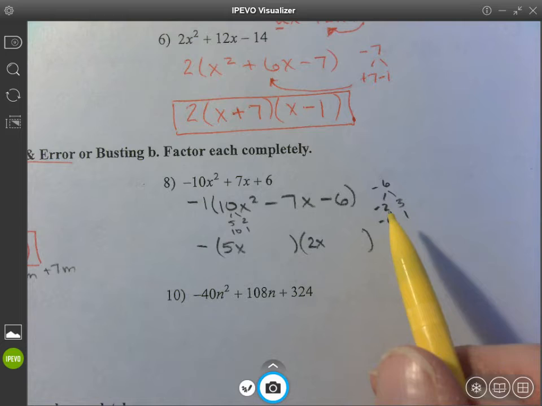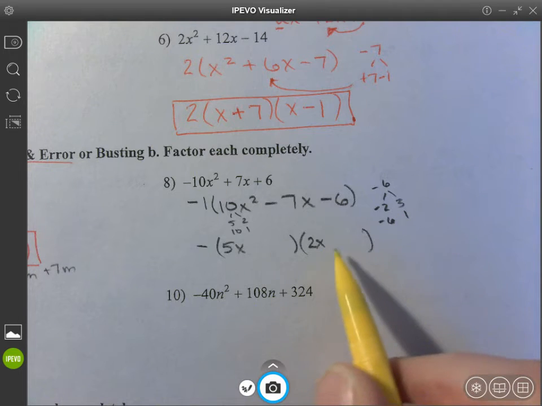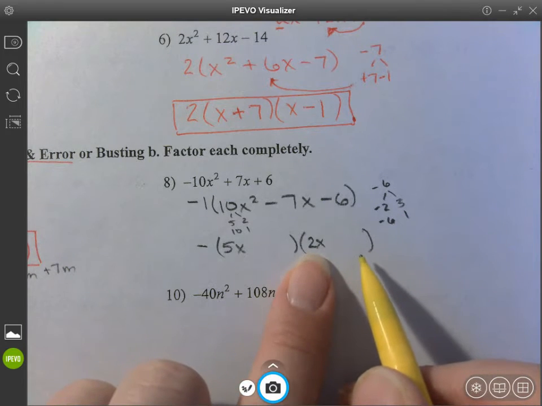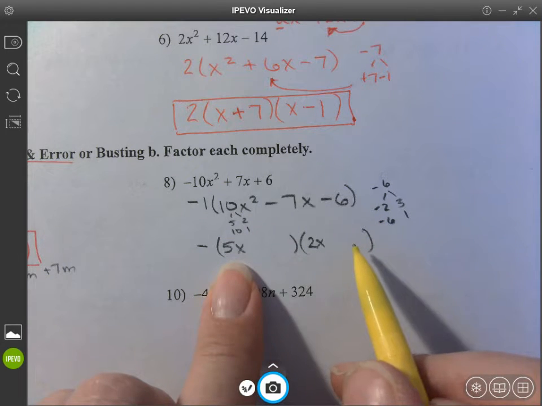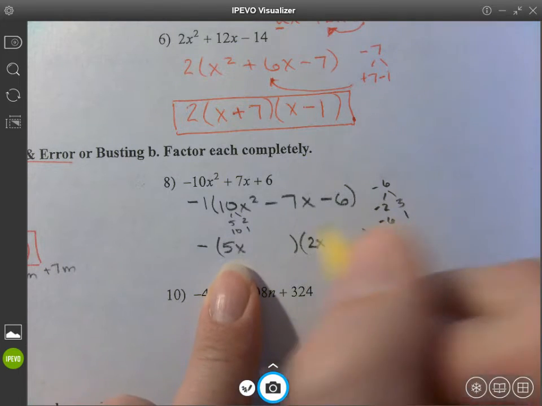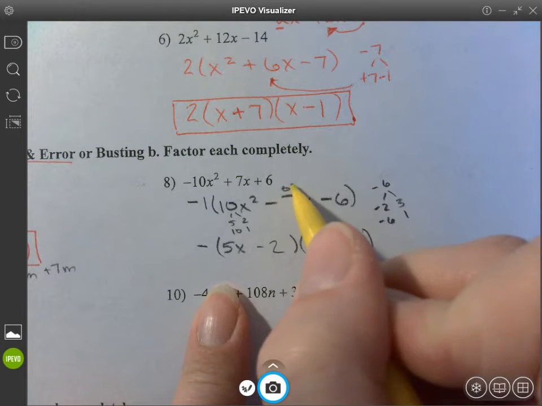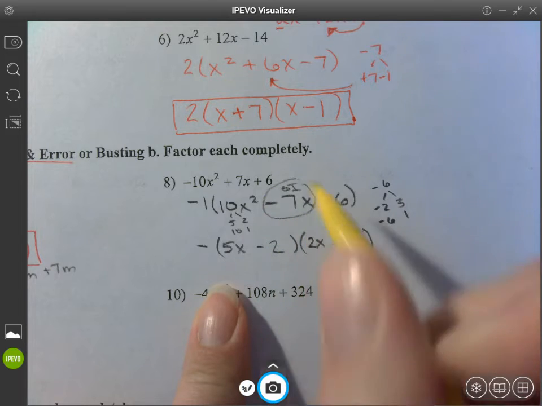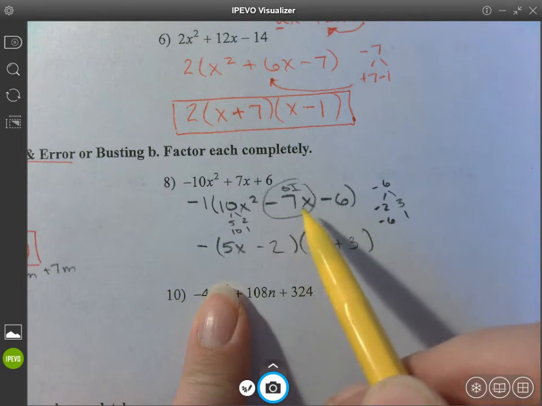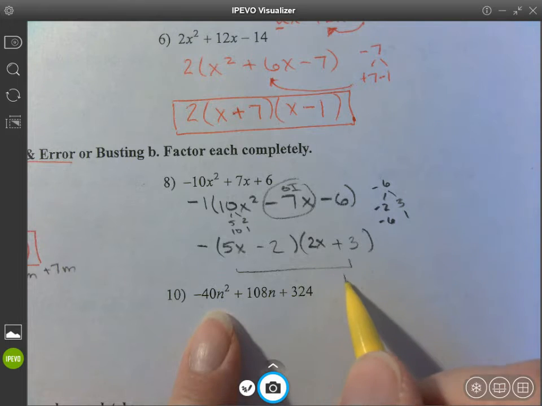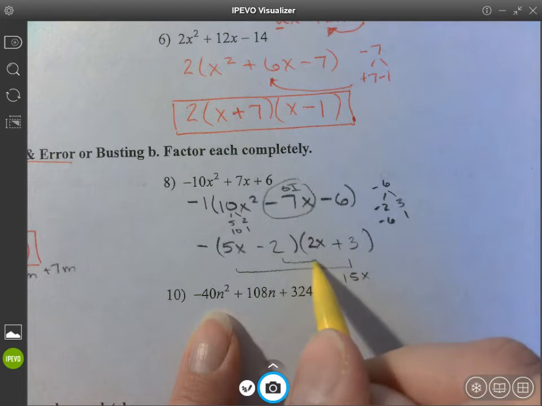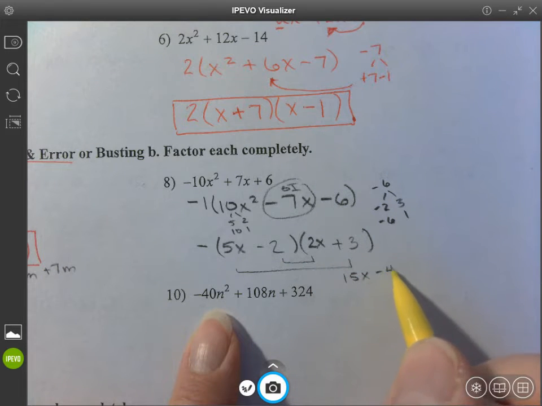Where should I not put that -2? Do you remember this idea? Don't put it with this 2x because I shouldn't have any common factors, right? So that's going to cut down on my trial and error. There should never be common factors if there was no GCF. So I'll put the -2 here and the +3 here. Now I'm trying to get this -7. I want to make sure I don't go back up there. I want this guy. So the outside is a +15x and the inside is a -4.